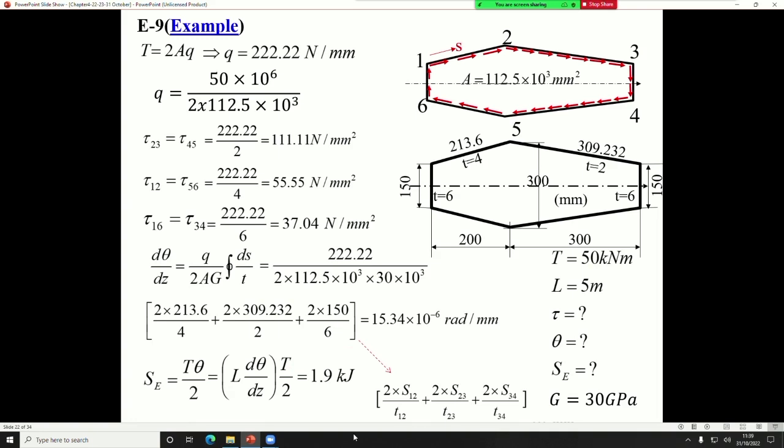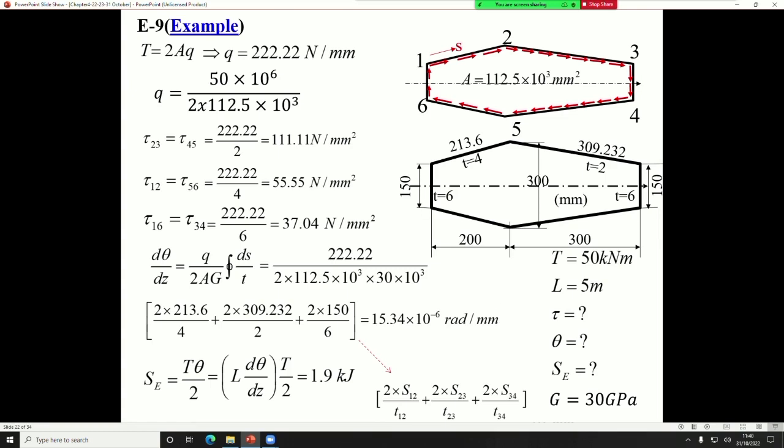Any question in relation to this slide, please? Now, in the second part of this question, it is still single cell. I didn't make it a multicell. I wanted to keep it slightly easier. So it is still single cell, but the two vertical walls are made of a different material.